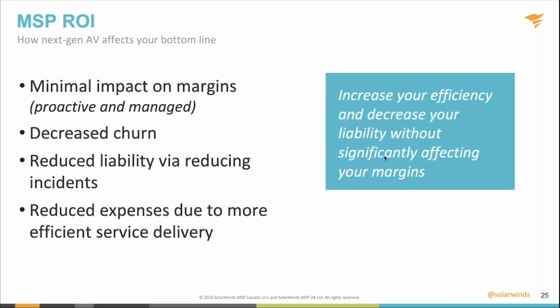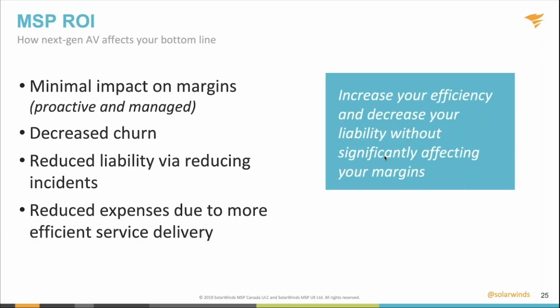Okay, so what is the return on investment for you guys as the service providers? Well, minimal impact on your margins. If you're selling them true proactive or managed plans, the cost difference here is going to be so small that it's really not going to make a difference in the profit margins of those plans. And then as you get into the renewals of those plans, you just bump that up just a little bit to make sure that your profit margin does go back up to what you had originally designed. But, again, very minimal impact.